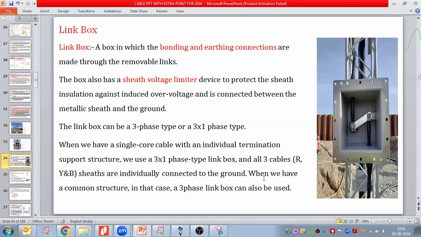When we have a common support structure, in that case, a 3-phase link box also can be utilized just to save the cost. Cost saving.